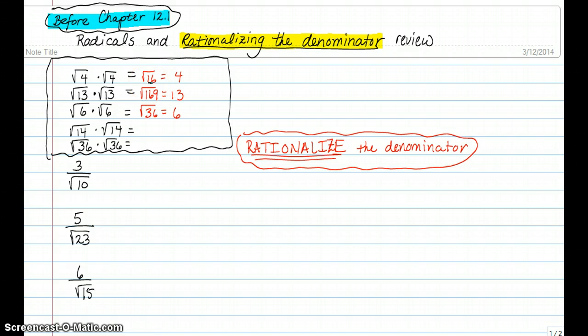Now, see if you can decide what the pattern is. I'll tell you what it is in just a minute, but see if you can figure it out. Look for a pattern. Hopefully you notice that underneath these radical symbols matches that exact amount. So the square root of 4 times the square root of 4, the 4 is your amount.